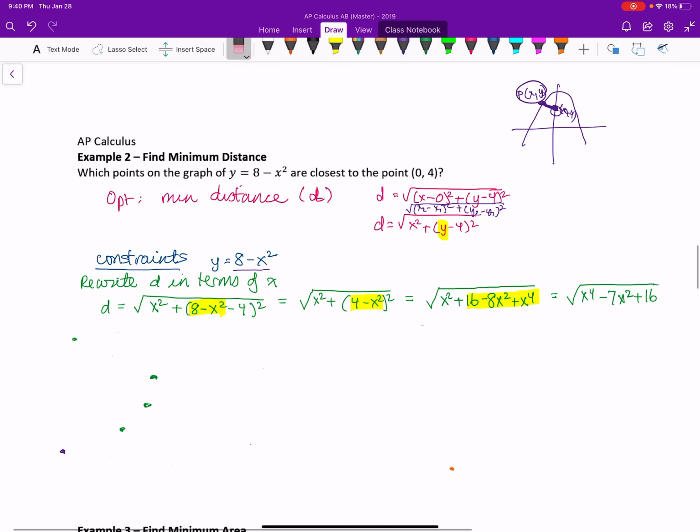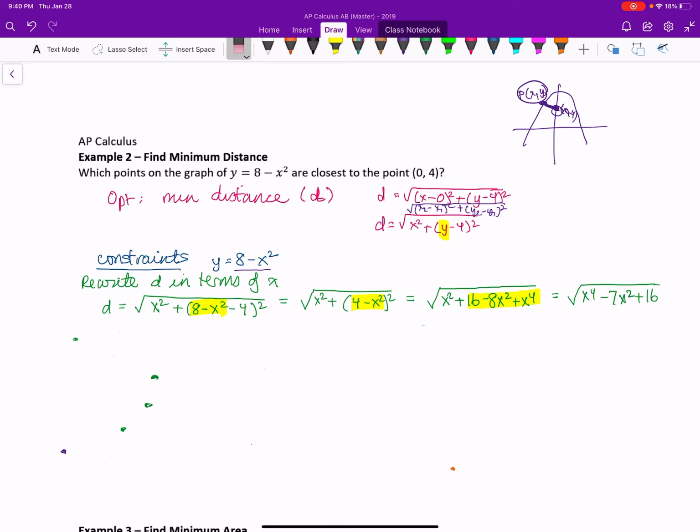Okay. Let's think about it for a minute, by the way. We're taking the derivative, and we're trying to minimize it, or make it the smallest possible. A square root is always going to be the smallest if its radicand, that's the stuff inside, is smallest.